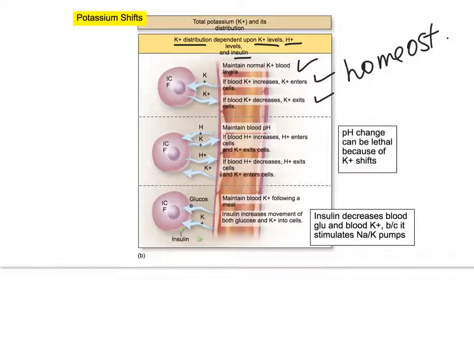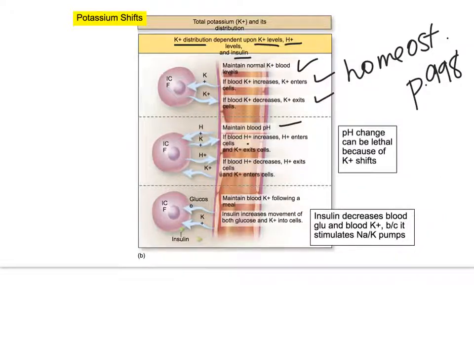Okay, it's on page 998. Now, if we can maintain the blood pH, everything will stay in homeostasis. However, we want the charges to be equal.